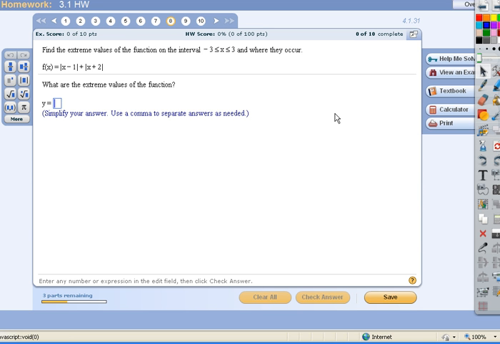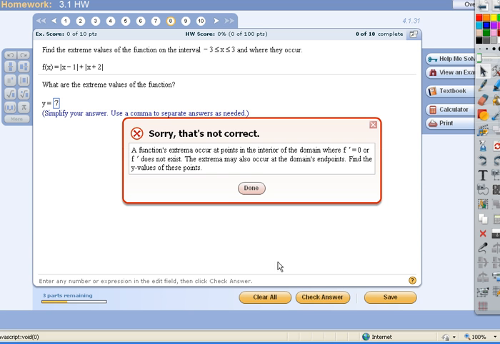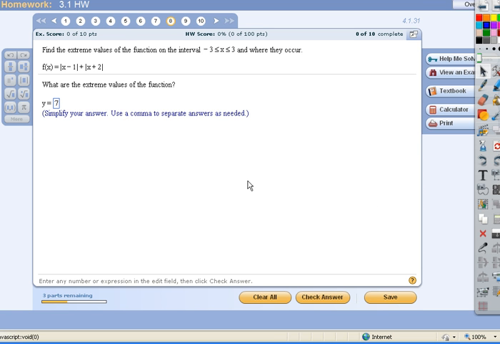Yeah. So 7 is the extreme value. Is that what they want us to put in? The y value? Oh, yeah, y value. Okay. Wrong. That's not good. That was 7/3. Do it all over again.